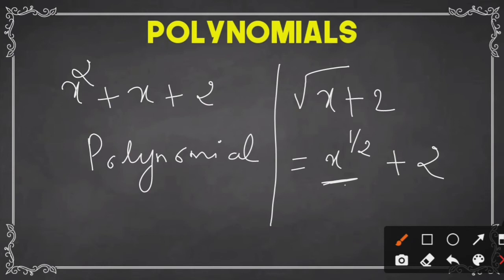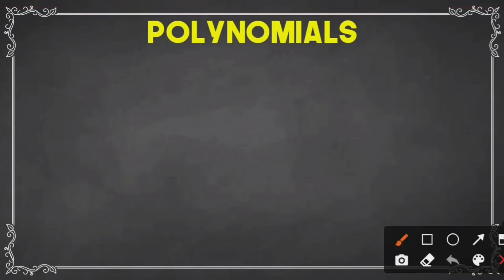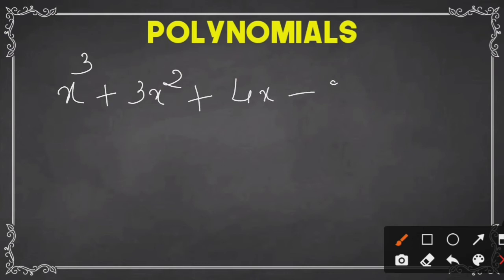A polynomial should contain the power as a whole number. Then only it is a polynomial. You know about the terms already. Next, we will see the coefficients. Take x cube plus 3x square plus 4x minus 2. Is it a polynomial or not? Yes, it is a polynomial. Why? Because here the variable contains whole numbers as its powers or exponents. So, it is a polynomial.